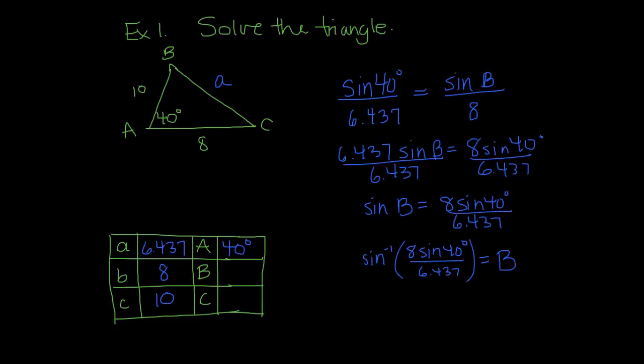So sine inverse of 8 sine 40 degrees divided by 6.437. And I'm getting angle B to be 53.022 degrees. So we'll fill that in over here.